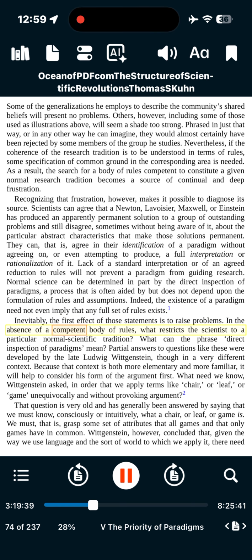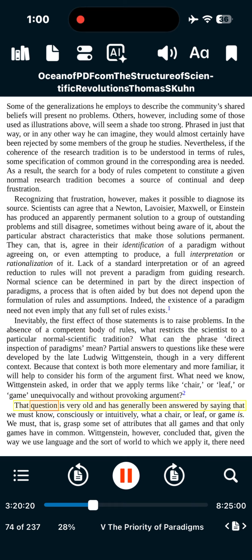In the absence of a competent body of rules, what restricts the scientist to a particular normal scientific tradition? What can the phrase direct inspection of paradigms mean? Partial answers to questions like these were developed by the late Ludwig Wittgenstein, though in a very different context. Because that context is both more elementary and more familiar, it will help to consider his form of the argument first. What need we know, Wittgenstein asked, in order that we apply terms like chair, or leaf, or game unequivocally and without provoking argument?